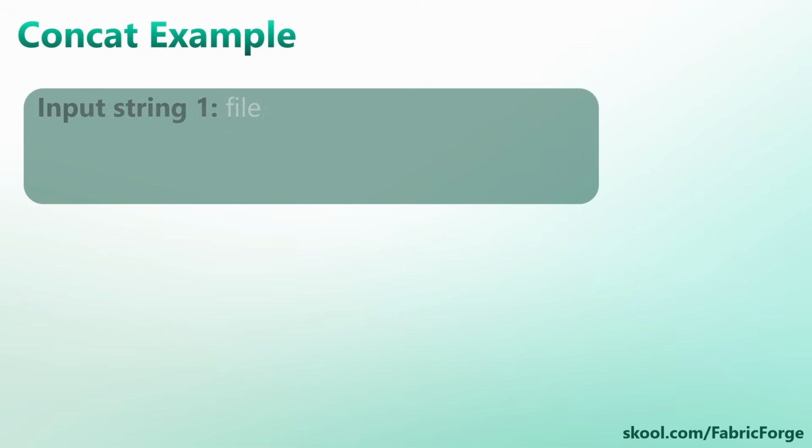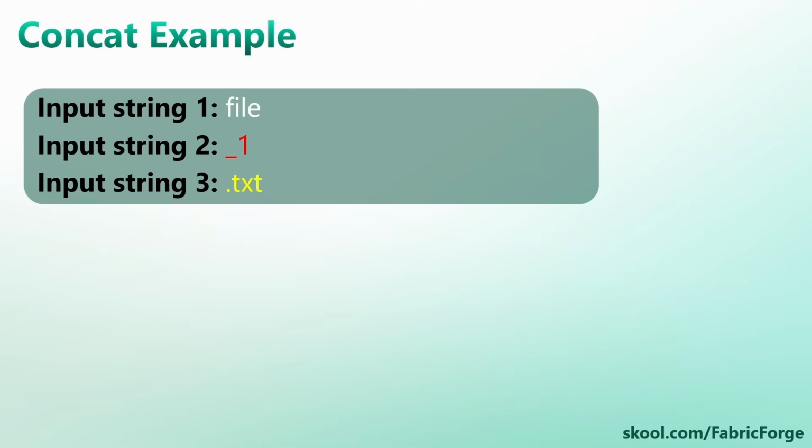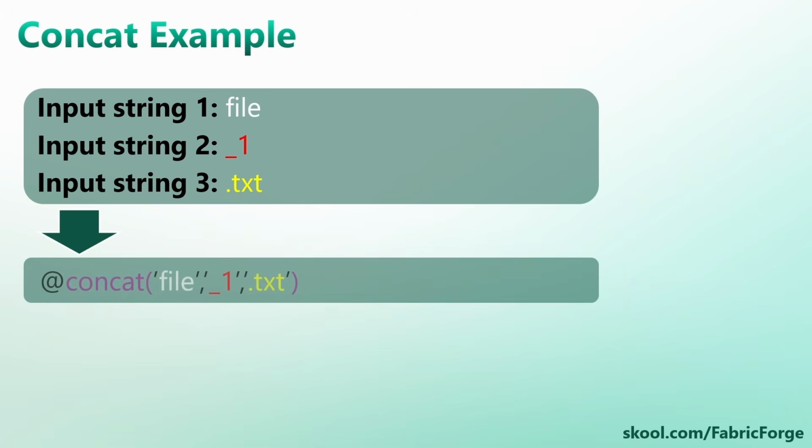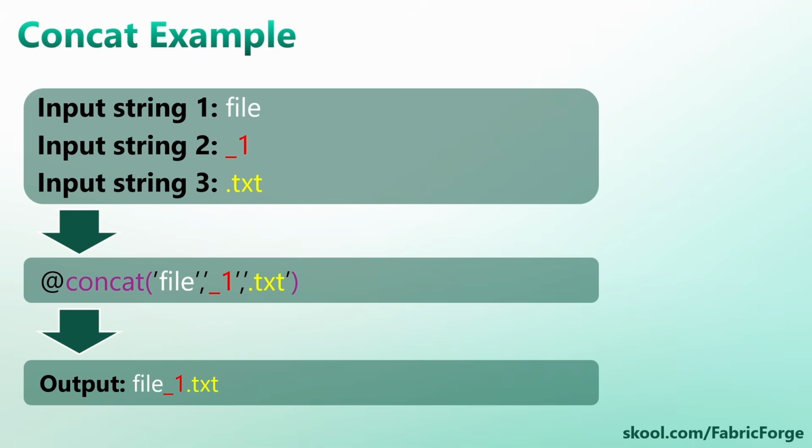Let's start with 3 input strings that we want to give to our concat function. Our first string is file, and our second string is _1, and then our third string is .txt. Then we want to give these input strings as parameters for our concat function and wrap them into single quotes and separated by commas. Also, it is good to remember that expressions begin with @. I have also done some color coding here so that it would be easier to break down this expression into its different parts. After this function executes, we get our return value or output. That is just these 3 strings combined together.